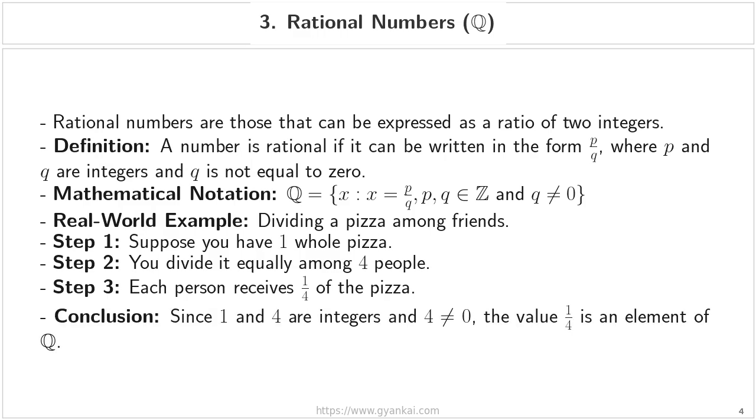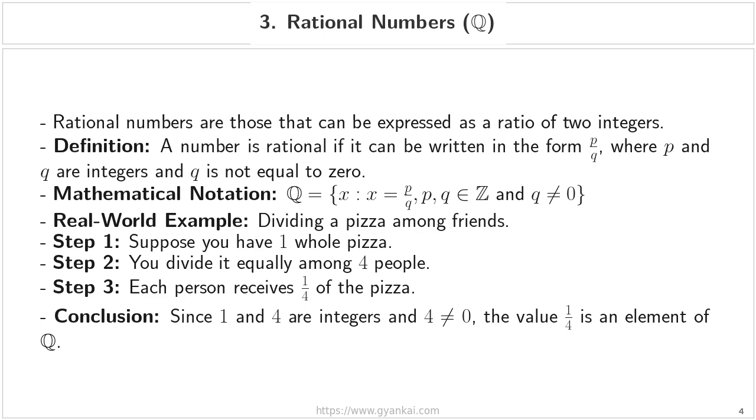If we look at this result, 1/4, we can see that the numerator, 1, and the denominator, 4, are both integers, and our denominator is certainly not 0. Therefore, we can conclude that the value 1/4 is an element of the set of rational numbers.